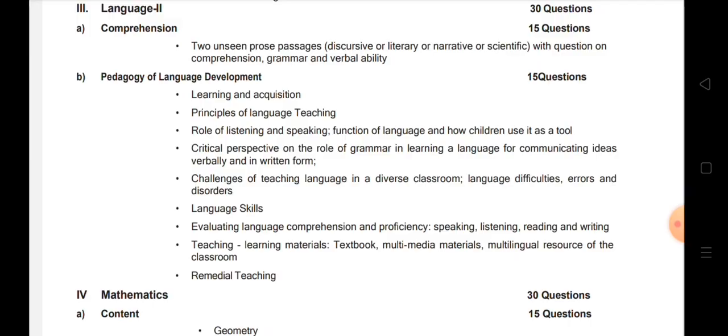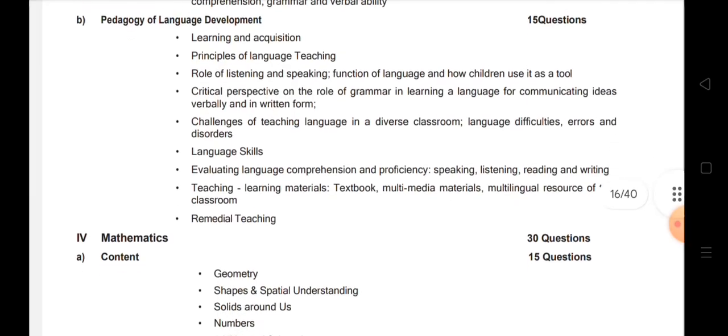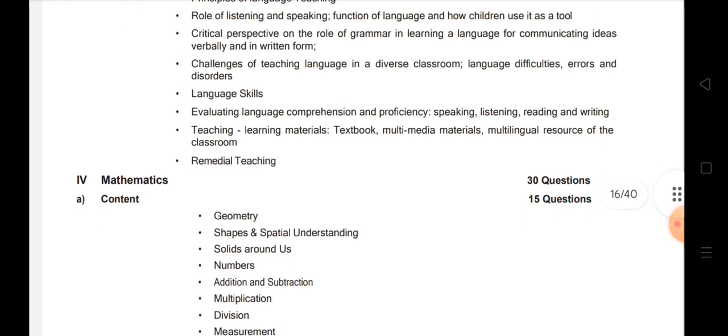Pedagogy of language development: learning and acquisition, principles of language teaching, role of listening and speaking, function of language and how children use it as a tool, critical perspective on the role of grammar in learning a language for communicating ideas verbally and in written form, challenges of teaching language in a diverse classroom, language difficulties, errors and disorders, language skills, evaluating language comprehension and proficiency, speaking, listening, reading and writing, teaching learning materials, textbooks, multimedia materials, multilingual resources of the class, remedial teaching. So this is exactly the same, so I'm not explaining that.